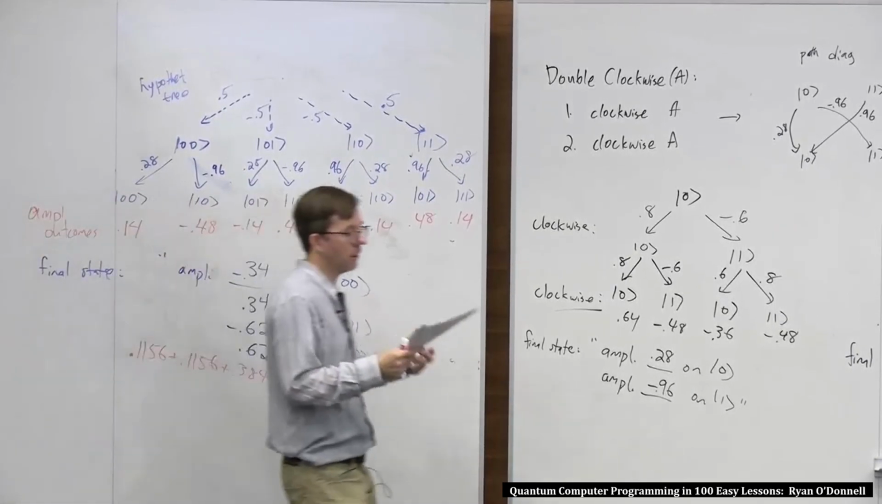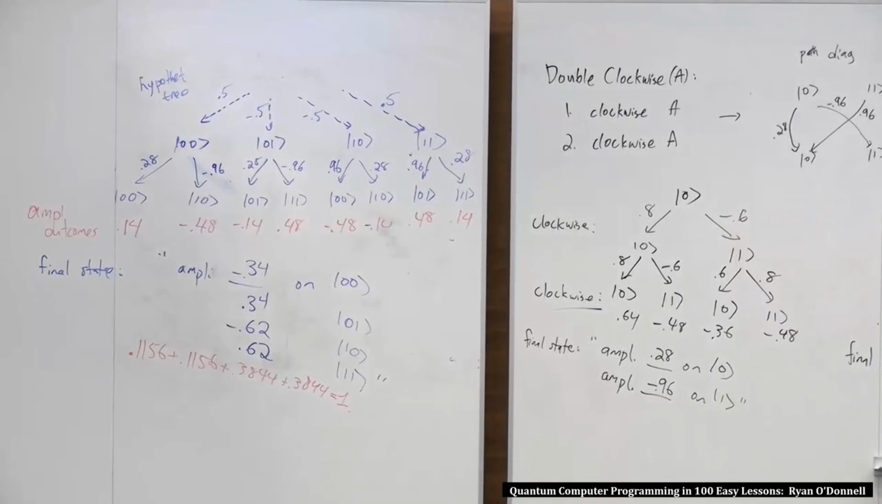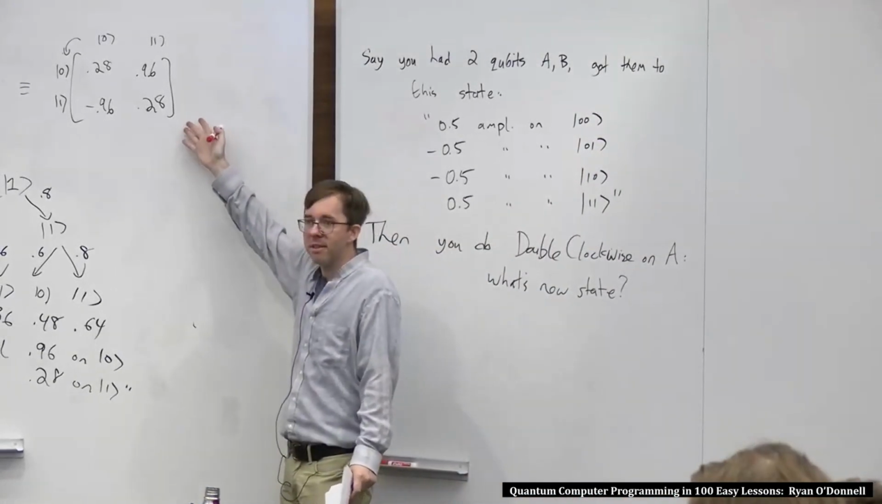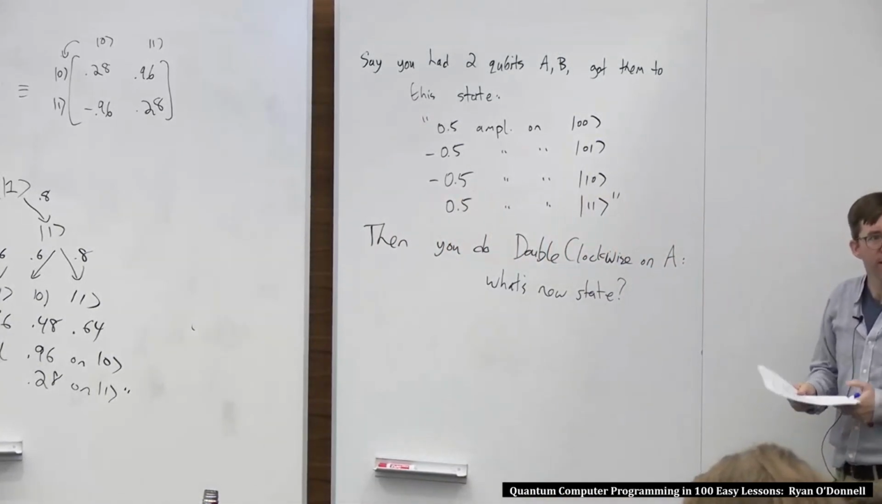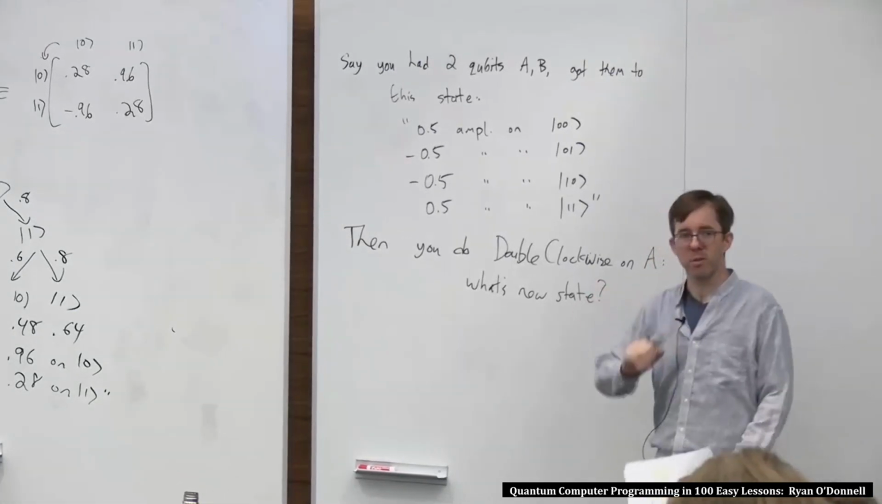Okay, so that explains how you can compute what happens if you somehow get to some arbitrary superposition state and then you do some composite instruction that has this definition. Any questions? This is the sort of thing that you should get practice with.